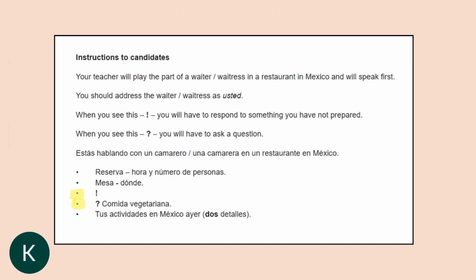So this is an example of the role-play question. As you can see, there are 5 bullet points. One bullet point has an exclamation mark next to it, and this is where your teacher will ask you a spontaneous question. And one bullet point has a question mark next to it with a word or statement in Spanish, and this is where you are required to form a question related to the word or statement.